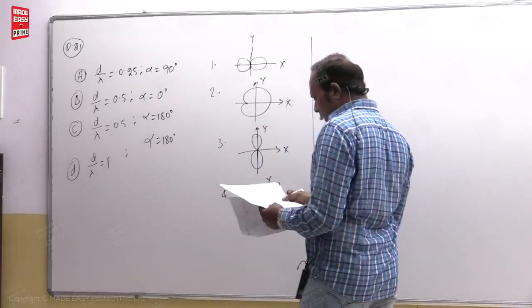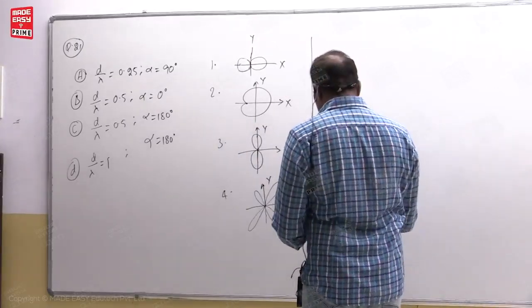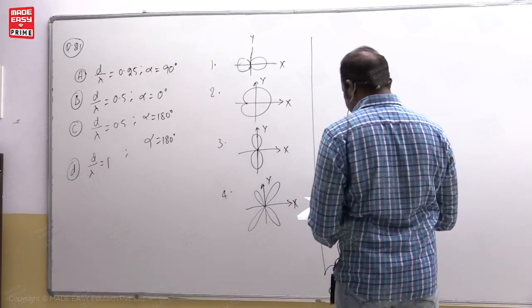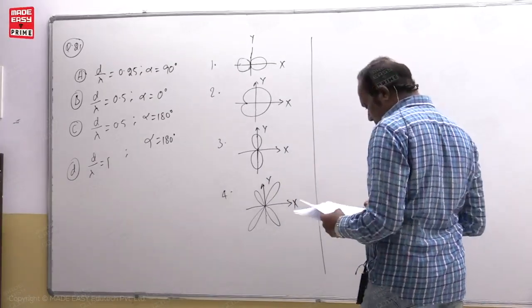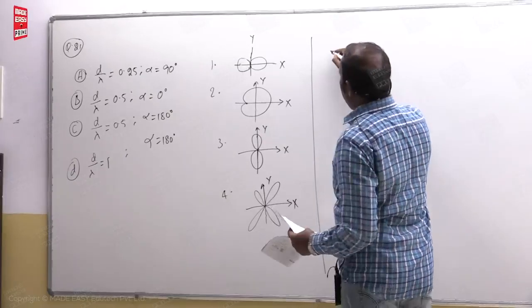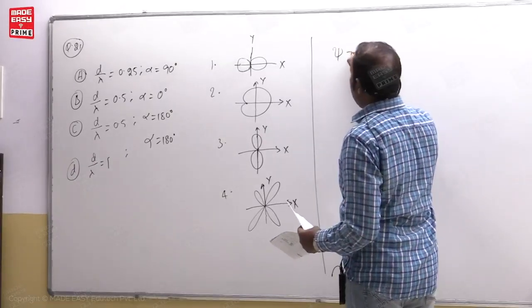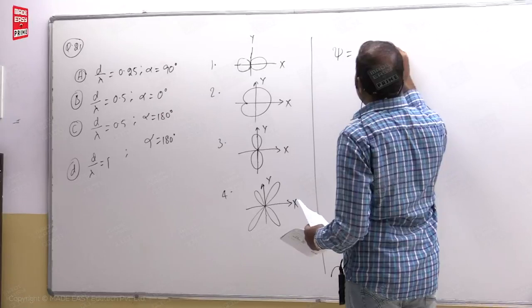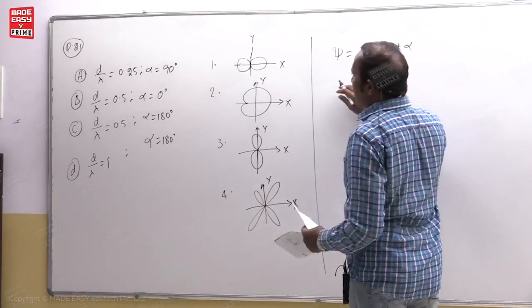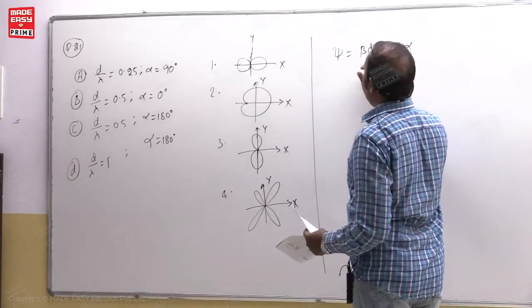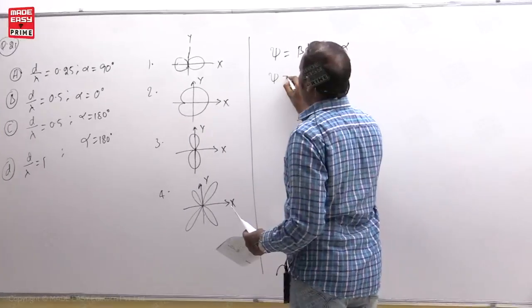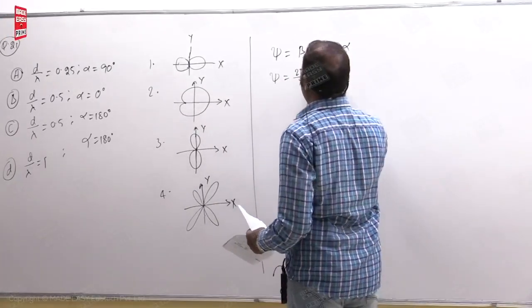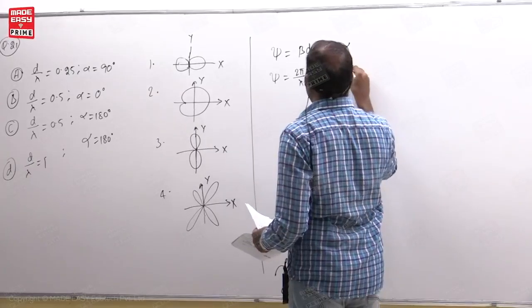You know why? Let us substitute one by one. Checking you have to do, student. Checking is to be done. First one, you know that psi is equal to beta d cos theta plus alpha. He has given alpha and he has given the d by lambda ratio. So psi is equal to 2 pi by lambda d cos theta plus alpha.